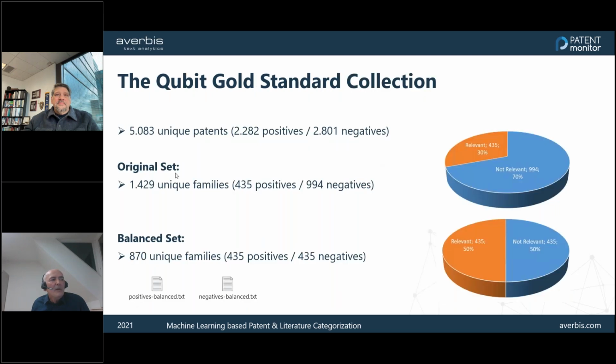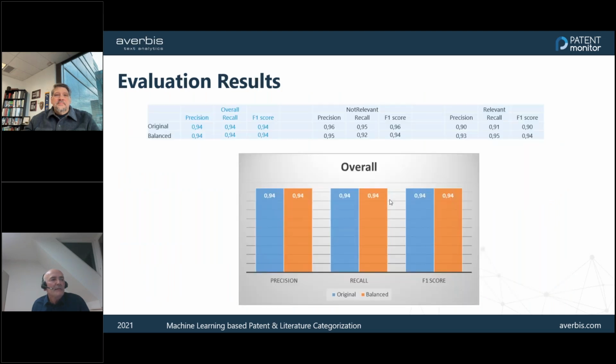But we evaluated both scenarios just to have the comparison, and this is the overall result. So what you see is that we achieve 94% overall, both for precision and recall, because every false positive in the one class is at the same time a false negative in the other class, and vice versa. So 94%, which is really a very good value, but no difference between these two data sets.